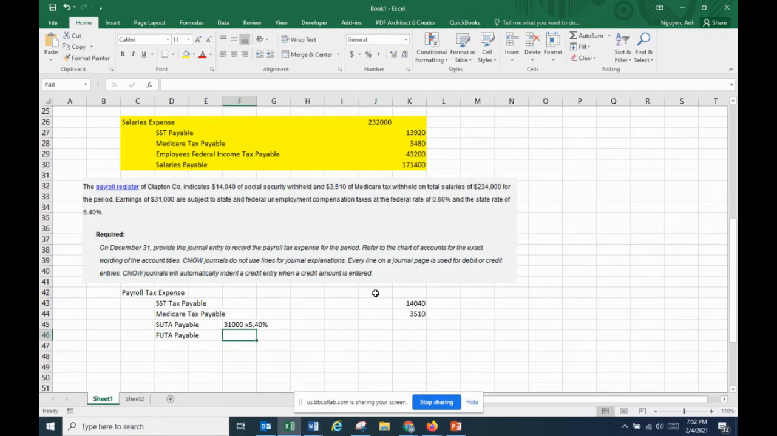And FUTA is also 31 times 0.6%. This is 0.006 times 31,000. Okay, this 0.6% is 0.006.